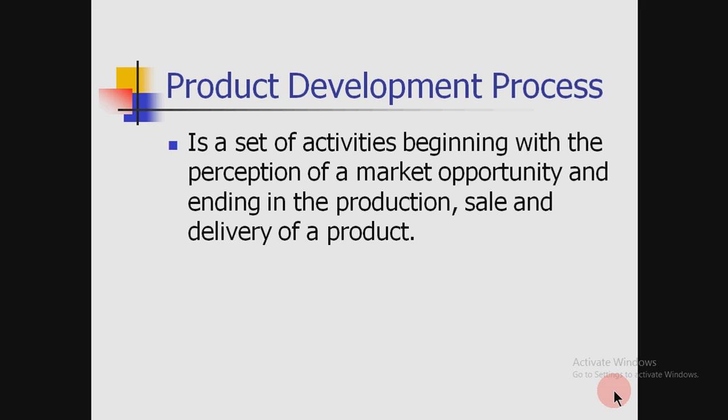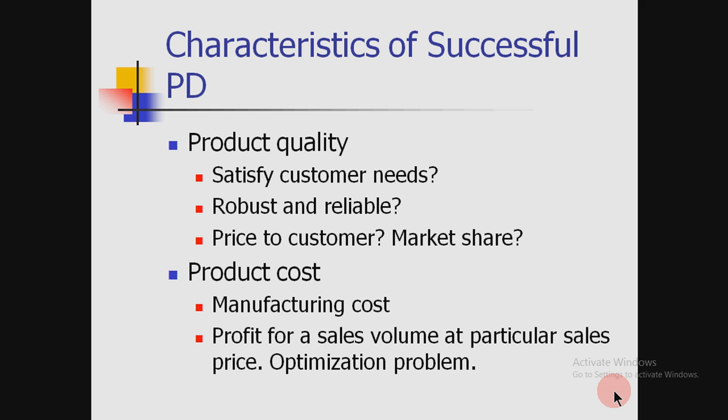Now, what is the product development process? It is a set of activities beginning with the perception of the market opportunity and ending in the production, sales and delivery of the product, right? Now, what are the characteristics of a successful product? Now we are talking about the product. What is that product, right?